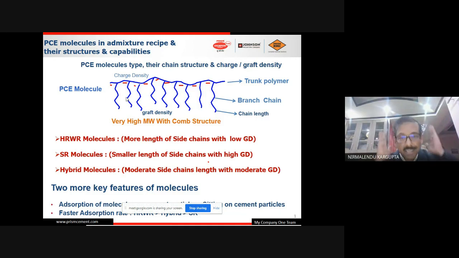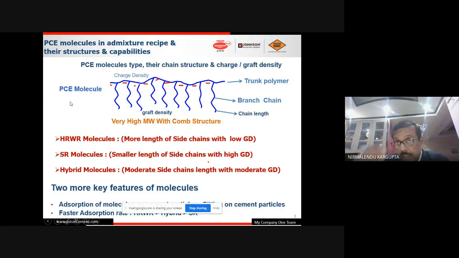Here the key structure we have to keep in our brain is that PC molecules are steric structures. At present we have basically three kinds of PC molecules. One is HRWR, high range water reducer molecules. Here there is more side chain length with low graft density. You also know what low graft density is: the number of graft chains per unit length is low. So it is low density, but the side chain length will be more.